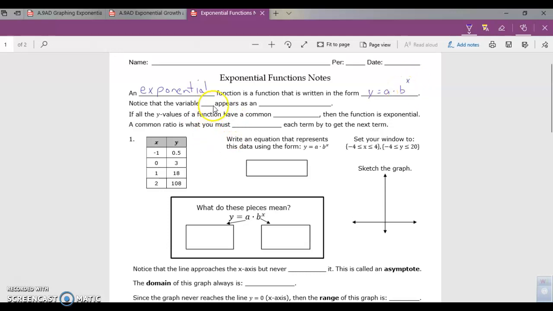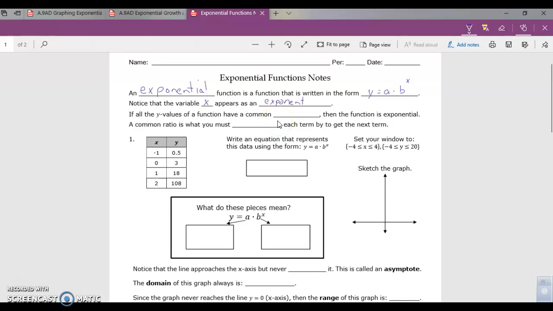Notice that our variable x appears as an exponent in our equation. This is the first time you've seen x as an exponent. Previously, x has always been a variable in the equation, whether it was linear or quadratic. Now we're getting into exponential functions.